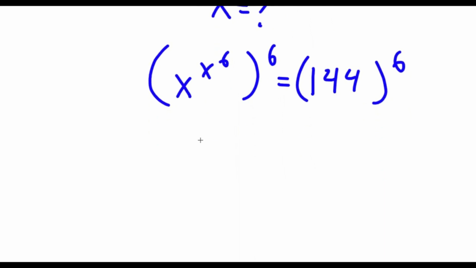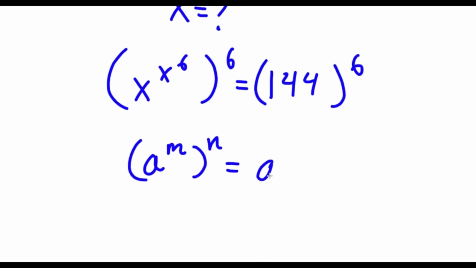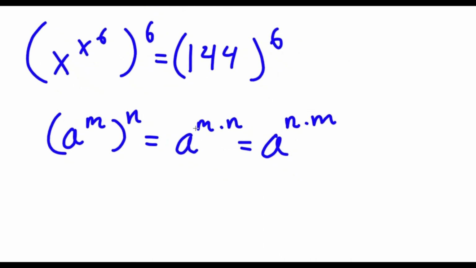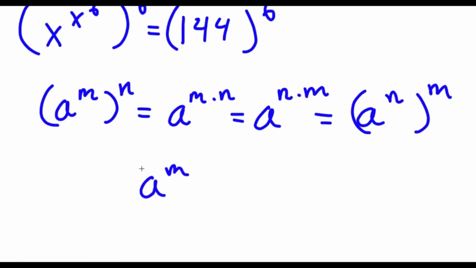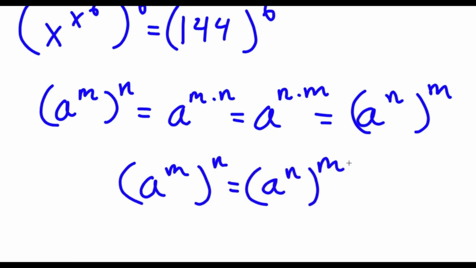Now, if I have something in the form a to the power of m to the power of n, this is the same thing as a to the power of m times n. And m and n are interchangeable, meaning this is the same thing as a to the power of n times m. So now, if a to the power of m times n is the same thing as a to the power of m to the power of n, then a to the power of n times m has to equal a to the power of n to the power of m. So in simpler terms, a to the power of m to the power of n is equal to a to the power of n to the power of m.